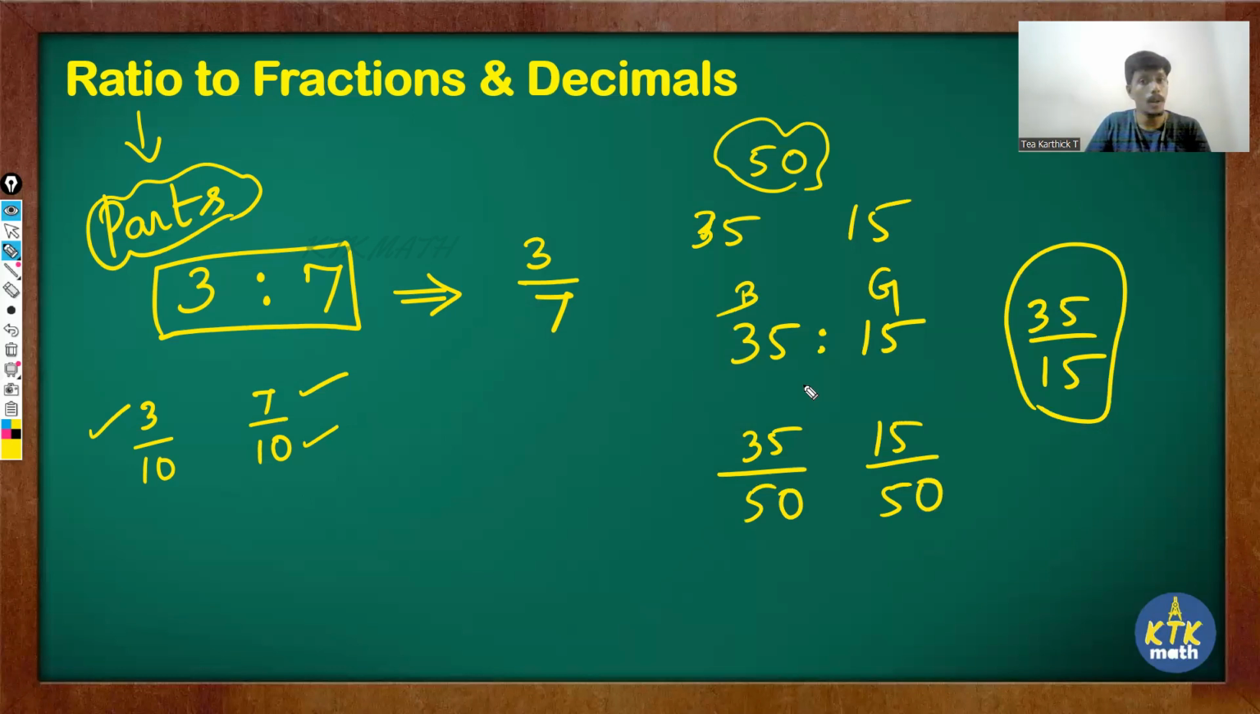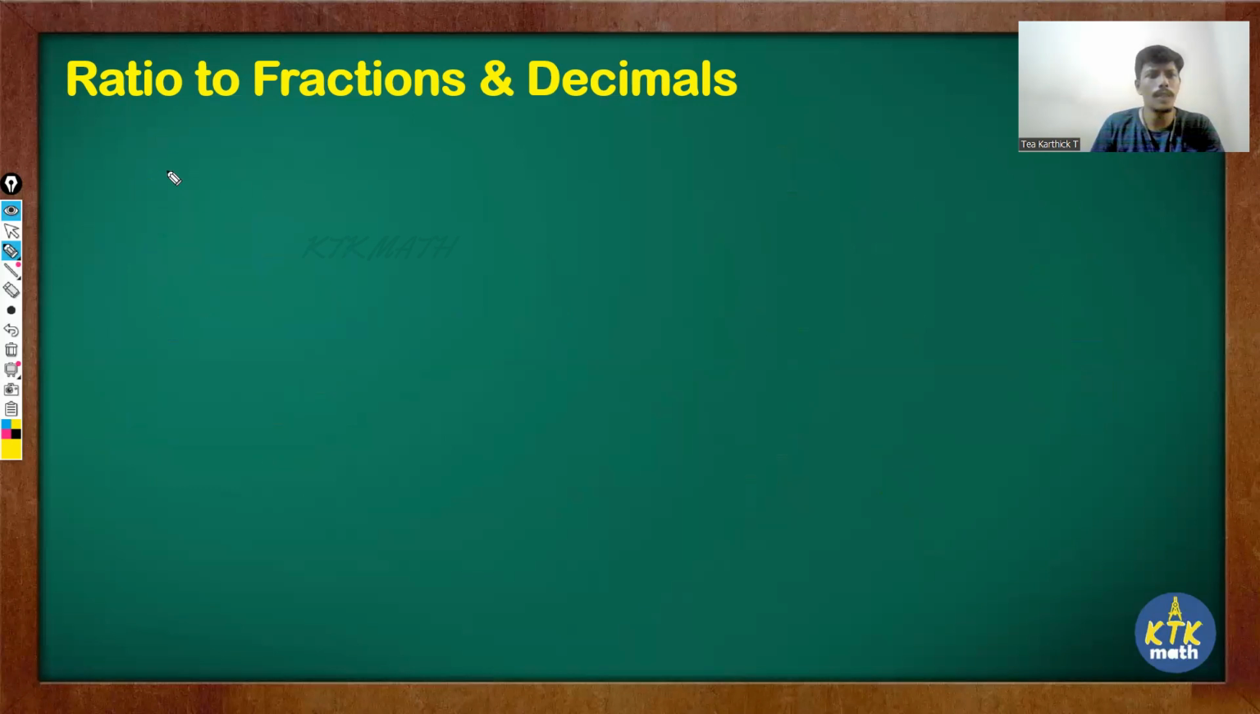Is it clear now? So ratios are nothing but fractions. There is a mutual understanding between those two concepts there. Okay, I'll give you more examples, don't worry. So if I have something like 5:20, so it is nothing but what?